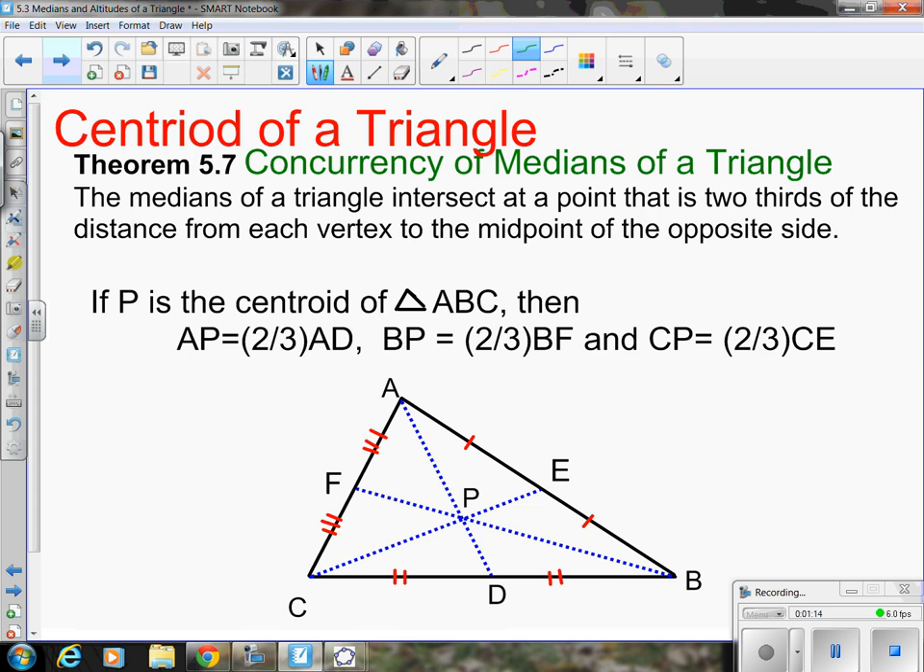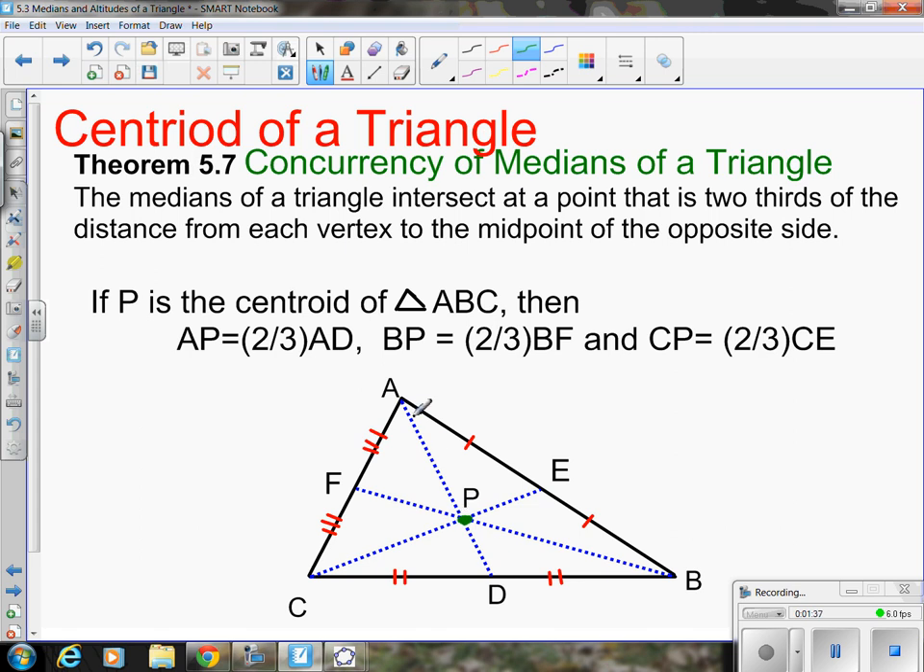So our next theorem, basically, I'll read it first this time. The concurrency of the medians of a triangle, concurrency means they all intersect, three lines that intersect at one spot. And there's an interesting thing that happens.